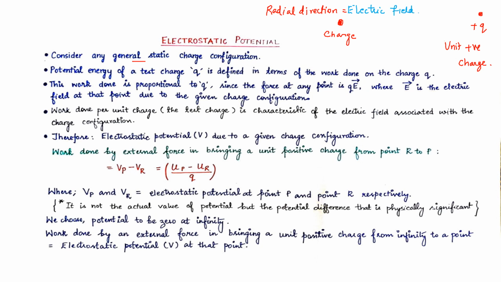Now, potential energy of test charge Q is defined in terms of work done on the charge Q. The potential energy of this positive test charge will be the work done by the system to bring this charge from this position to the P position, from R to P. Whatever amount of work is done on it will give us the potential energy on charge Q. This work done is proportional to Q, since the force at any point is QE.